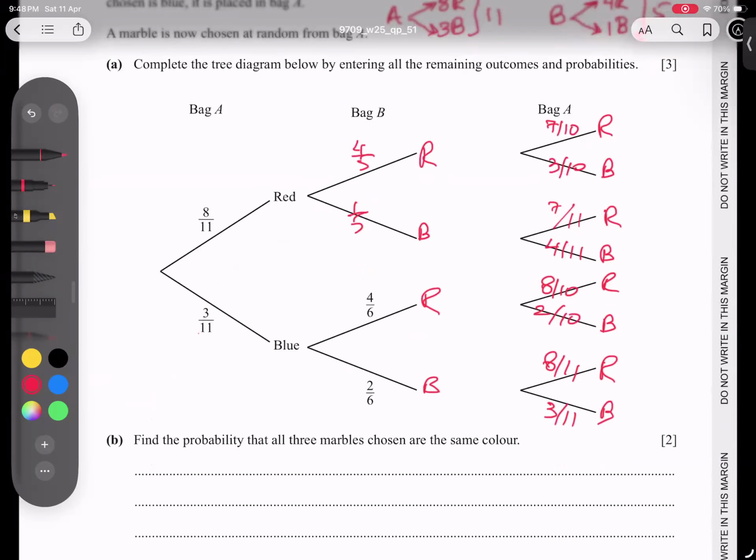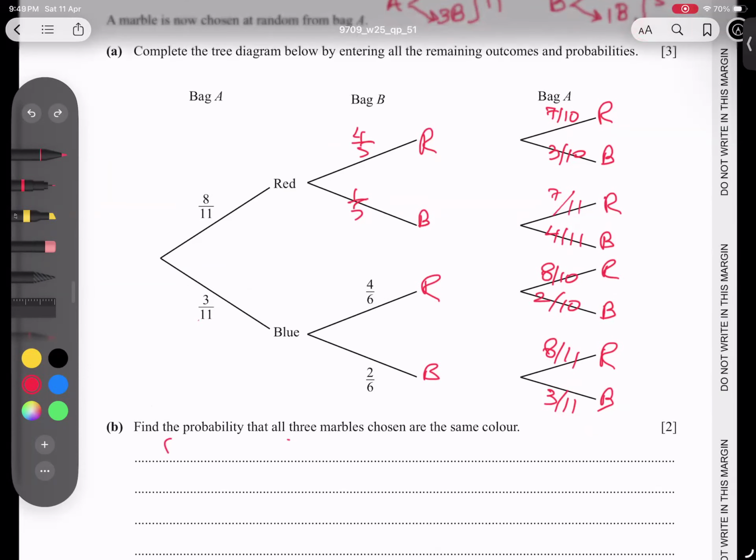This is done. Find the probability that all three marbles have the same color. This is, I think, an easy job, not a hard job. All have the same color: we can talk about red, red, red, and we can talk about blue, blue, blue, and that's it. How to get it? Let me calculate 8 by 11, branch number 1: 8 by 11 times 4 by 5 times 7 by 10. So this is basically red, red, red.